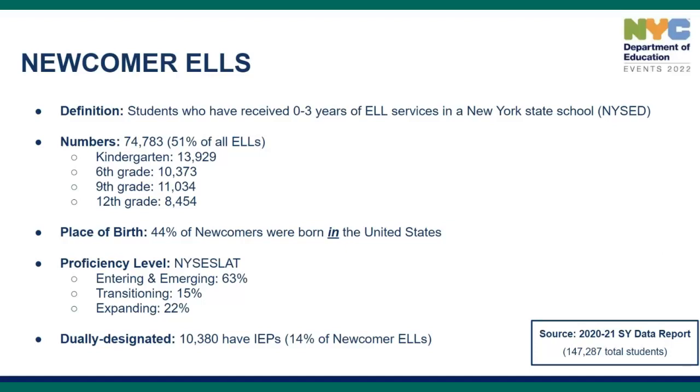Newcomer ELs are students who have received 3 or less years of EL services and are relatively evenly distributed among the different grade levels. It might surprise you to learn that 44% of newcomers are born here in the United States. It is important to differentiate newcomer ELs who are new to the English language from newly arrived students who are new to the country, although both of those terms apply to the 56% of newcomer ELs who are born outside of the United States.